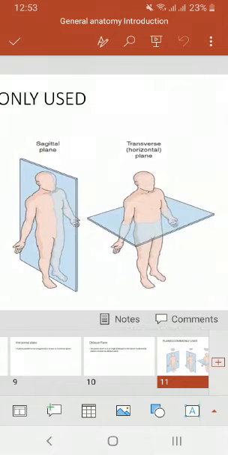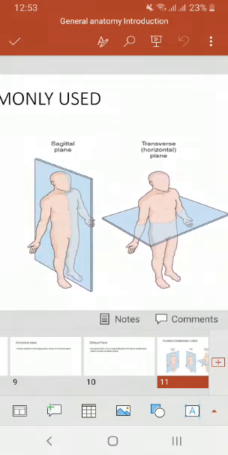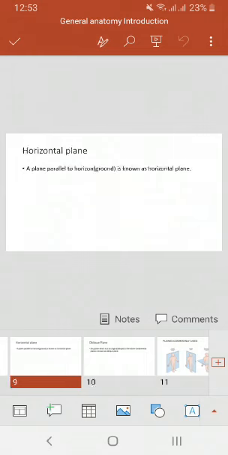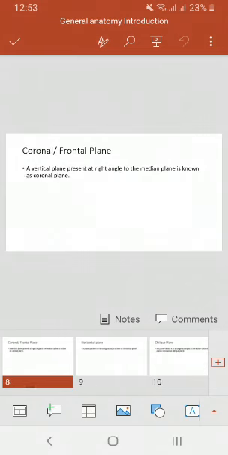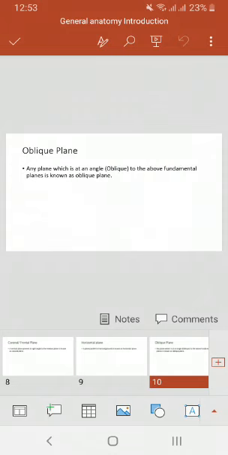Then this is a transverse or the horizontal plane, which is horizontal or transverse to the ground. It is parallel to the ground. It is dividing the body into upper and lower halves. So the coronal plane is a vertical plane present at right angles to the median plane, and the horizontal plane is a plane parallel to the horizon or the ground. It is known as the horizontal plane.